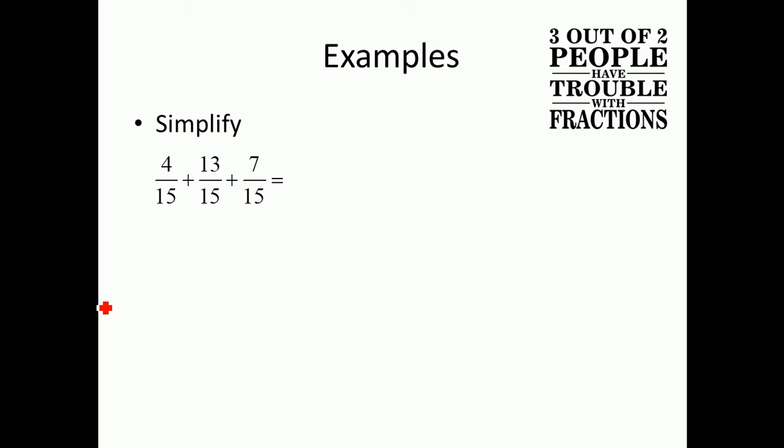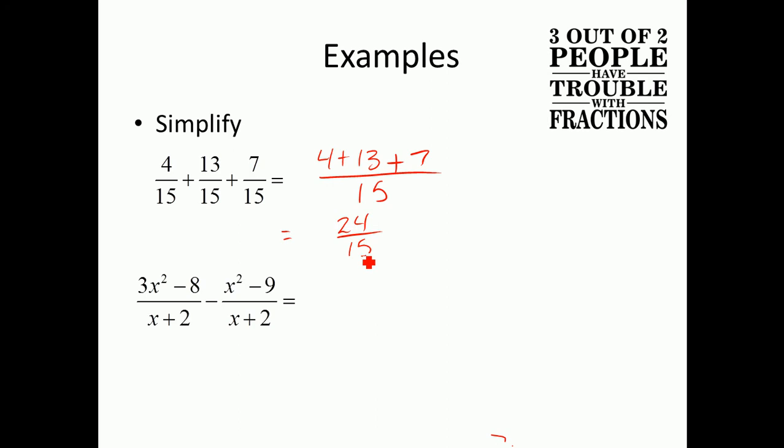Other examples, since this is Algebra 2, we're going to be doing some more elaborate problems with 2 and 3 and maybe even 4 add-ins. So say, for example, you're doing 4 15ths plus 13 15ths plus 7 15ths. Since the denominators are the same, we should be able to add all three of them. So that means 4 plus 13 plus 7 all over 15, right? And when that's all said and done, you should get 24 over 15. No problem.